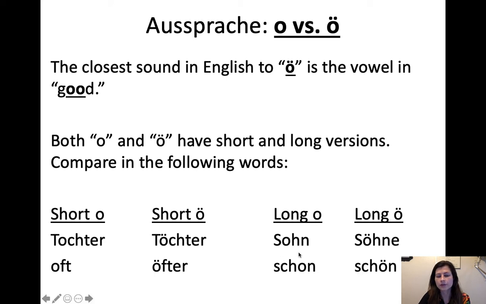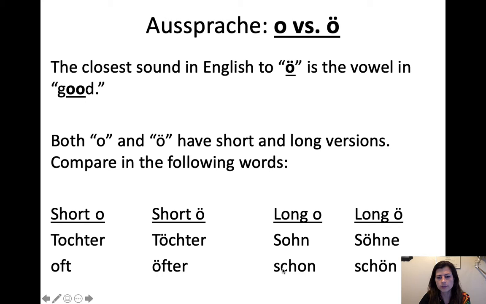So adding the umlaut changes this. It's a different vowel entirely. It's not just an accent or something. It's a different vowel. And so when you change the vowel, you can sometimes change the word entirely to something that means completely different. So the Sohn and Söhne is just a singular plural situation, same as Tochter, Töchter, daughter, daughters. Sohn, Söhne, son, sons.